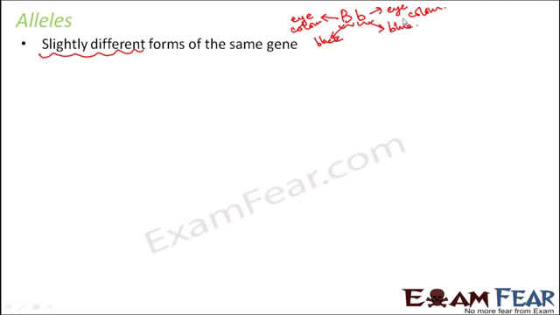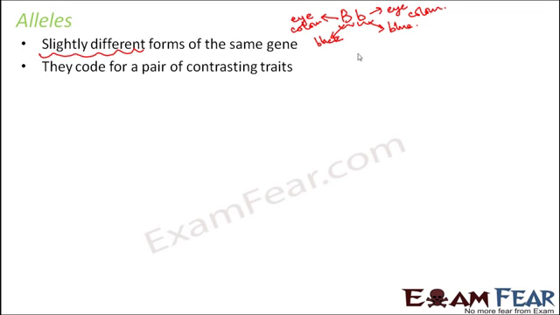So even though they indicate the same type of gene, their forms might be slightly different. These two alleles together form a gene, and that gene codes for which trait? For the eye color. So alleles are slightly different forms of the same gene. They code for a pair of contrasting traits. Now it is not always necessary that the alleles have to be different. They can be the same as well.